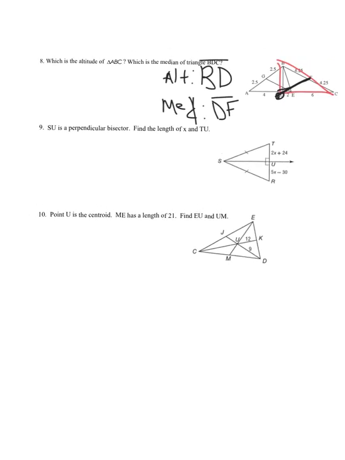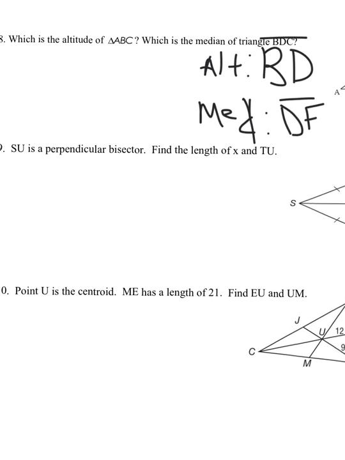Number 9, SU is a perpendicular bisector. So SU is perpendicular, you see it there. They match there. Find the length of X and TU. I'm going to turn this and see if this makes it a bit easier. The key there is that TU and UR are congruent. And so because they're congruent, you're going to set them equal.